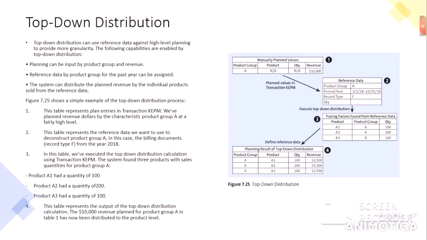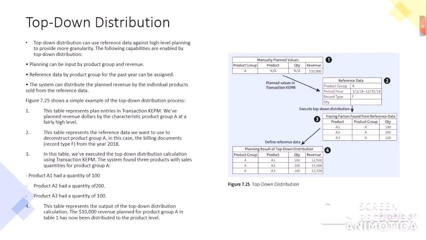The following capabilities are enabled by top-down distribution. Planning can be input by product group and revenue. Reference data by product group for the past year can be assigned. The system can distribute the planned revenue by the individual products sold from the reference data.